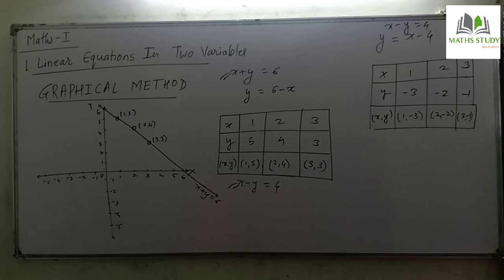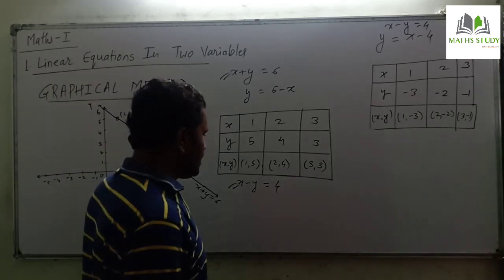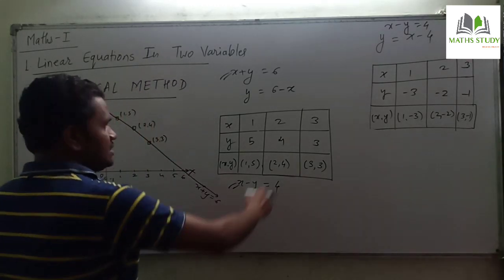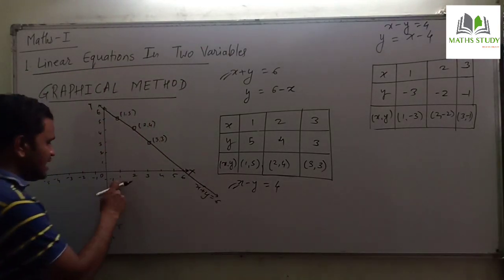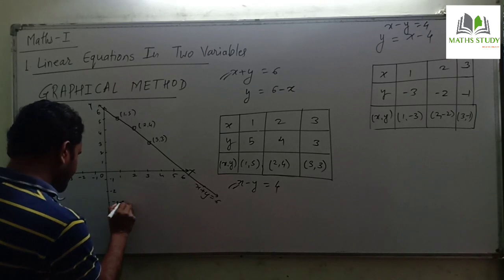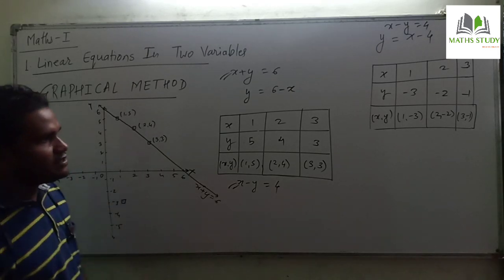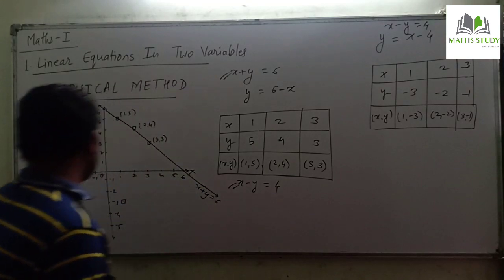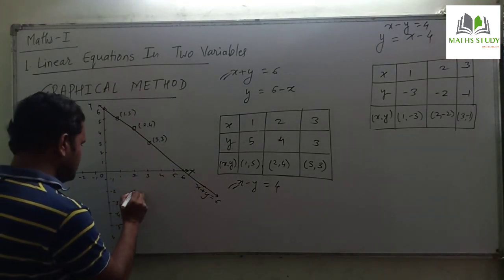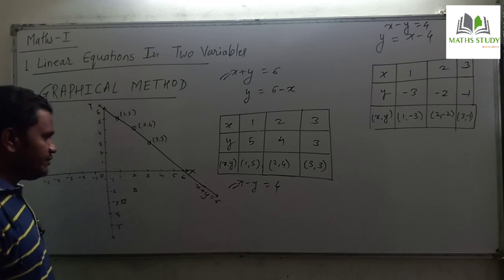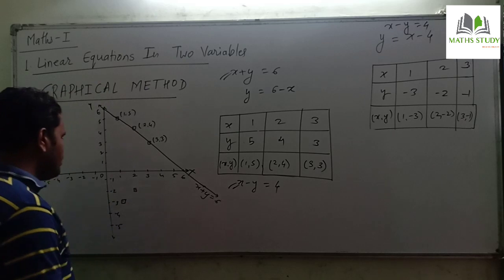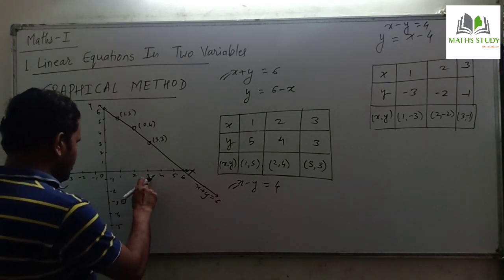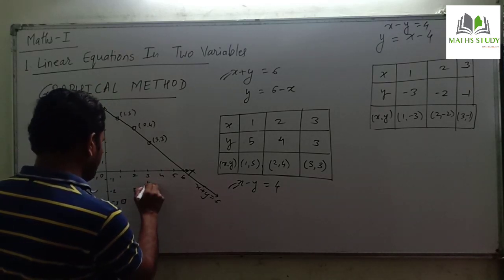Okay, then we will draw another line. The coordinates are 1 comma minus 3. X is 1 and y is minus 3. Okay, here it is. Second point is 2 comma minus 2. X is 2 and y is minus 2. In this way. And the last point is 3 comma minus 1. Here it is, 3 comma minus 1.